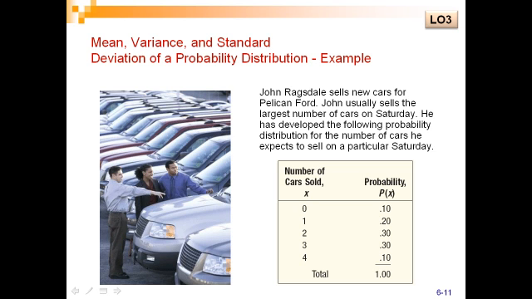Okay, from here you can see the number of cars sold x: 0, 1, 2, 3, 4. The probability of x: P(0) is 0.1, P(1) is 0.2, P(2) is 0.3, P(3) is 0.3 and P(4) is 0.1. The total is 1.